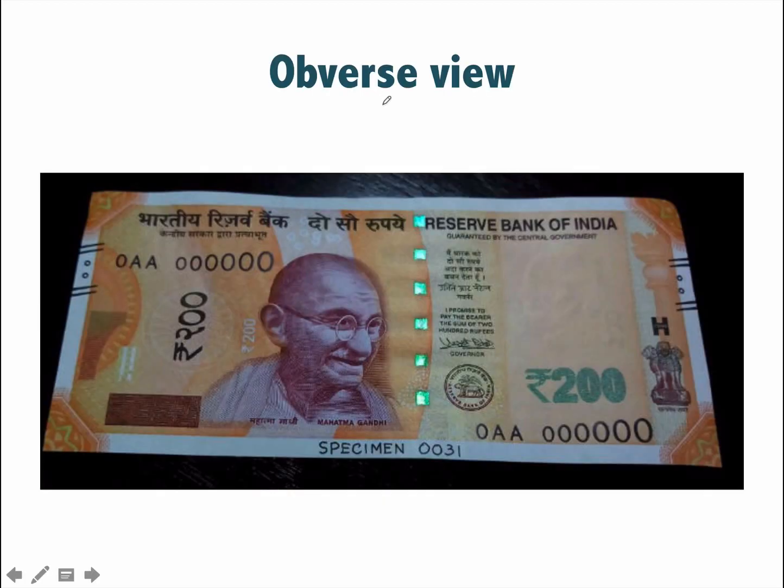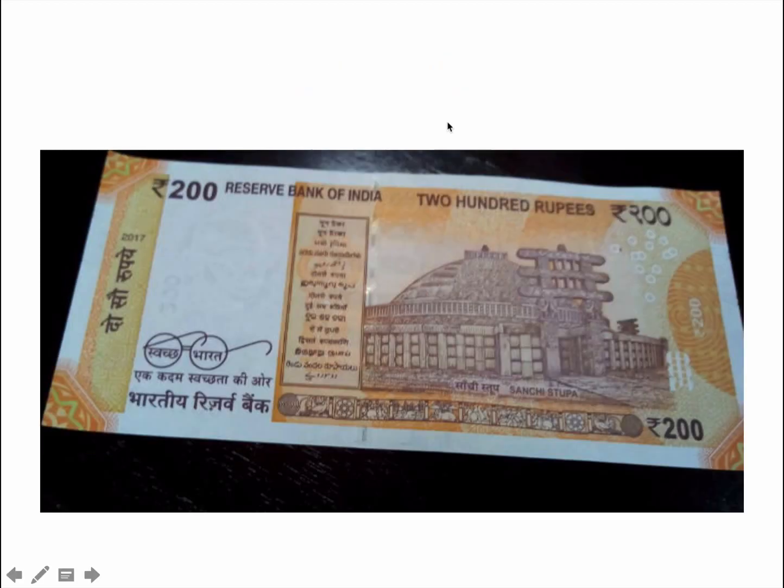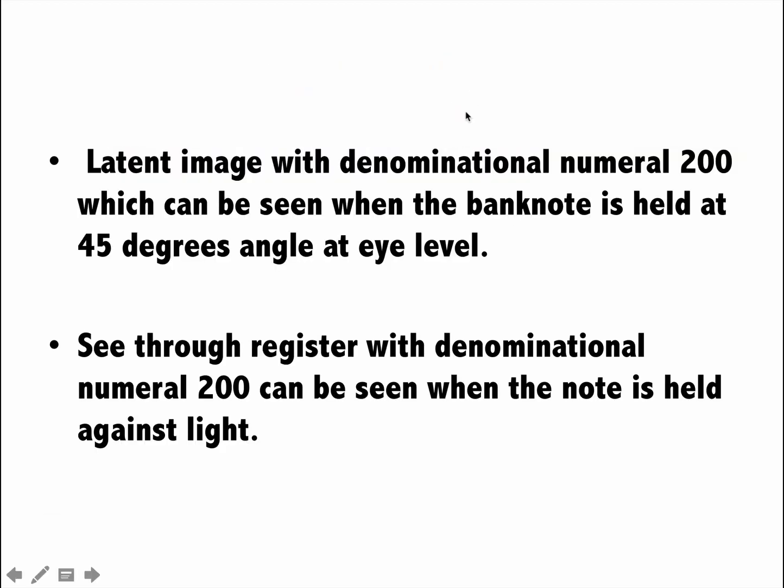Before I start the video, you should know that there are two sides of a note. The front side is called the obverse view and the opposite one is called the reverse view. So just have a good look at the note. This is the obverse view and this is of course the back side or the reverse view. So let's begin. First I'm covering the obverse or the front view.